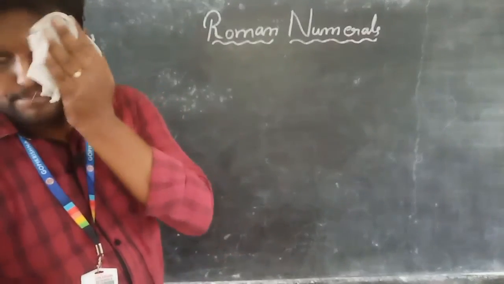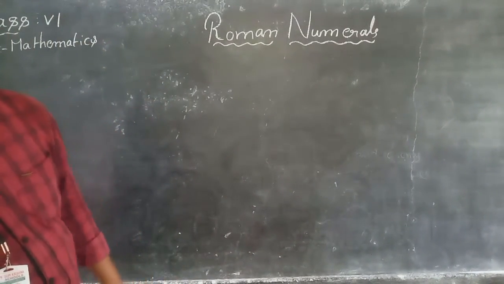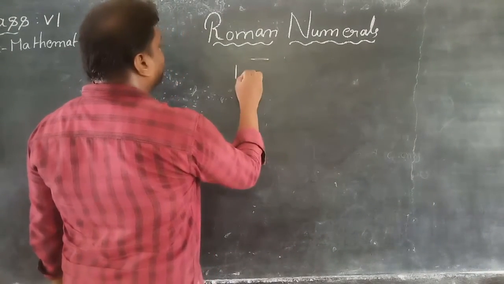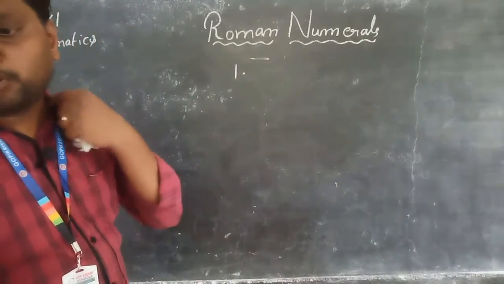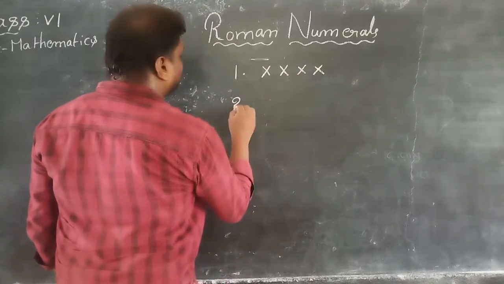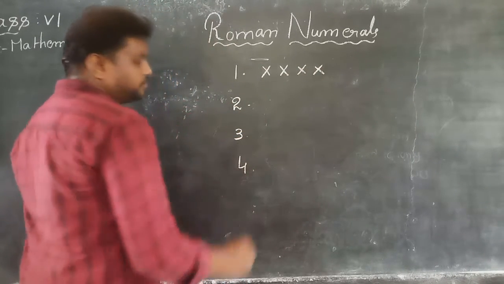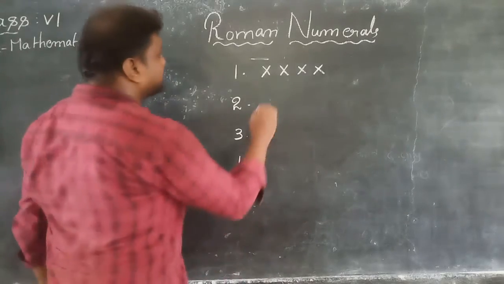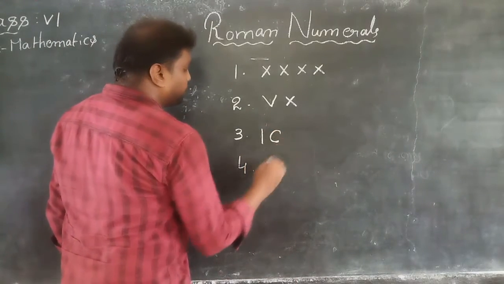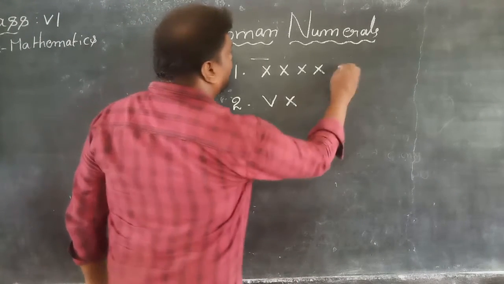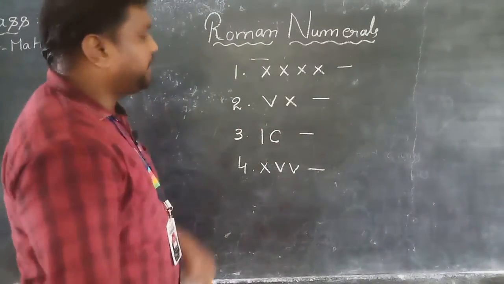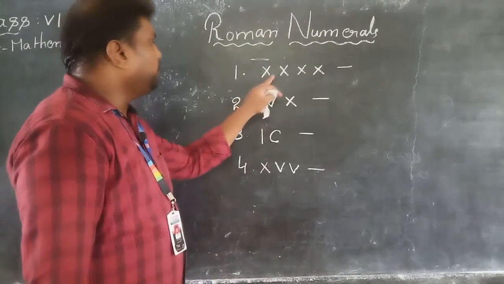Next, I will write some problems. Just check whether they are Roman numerals or not. First one, second one VX, third one IC, fourth one XVV. Observe the four cases. These are Roman numerals only, but exact numbers are not. Check it. 1, 2, 3, 4.